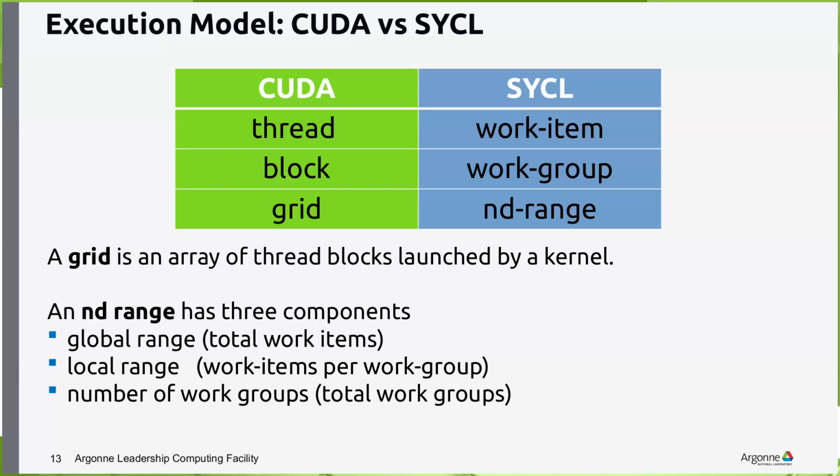So you have a grid with 3 directions, and you have an ND range with 3 directions. Similarly, in CUDA you have 3 different directions, 0, 1, 2. In SYCL, you have X, Y, Z. A grid is like an array of thread blocks from a CUDA perspective, which gets launched onto the kernel.